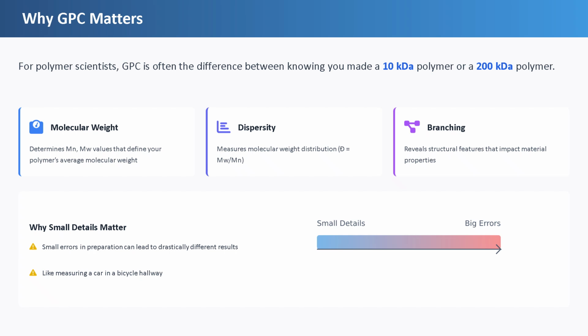But here's the challenge. GPC is sensitive to small details. A minor mistake early in the workflow can produce molecular weights that look precise but aren't actually accurate. And that brings us to why the next 5 mistakes matter so much.